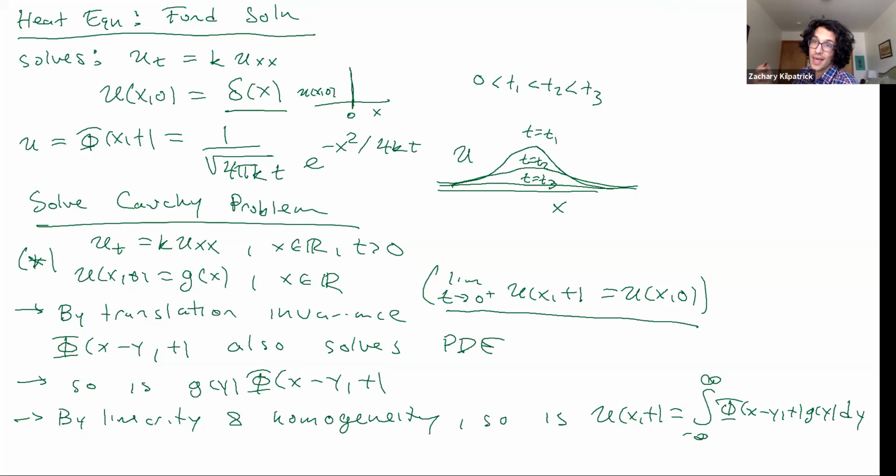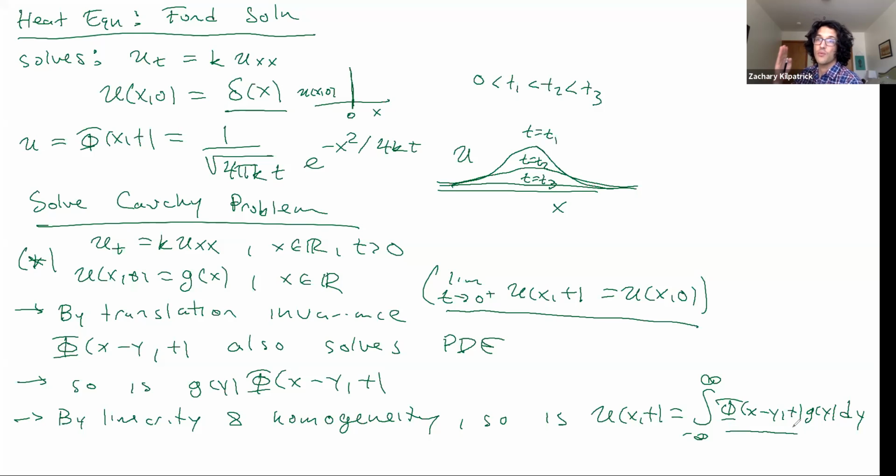Now the trick is that this also satisfies our initial condition. Why? Because of the properties of phi as t goes to 0. It behaves like the delta function. So if we integrate it against g of y, then if we integrate delta of x minus y, we should get back g of x, okay?